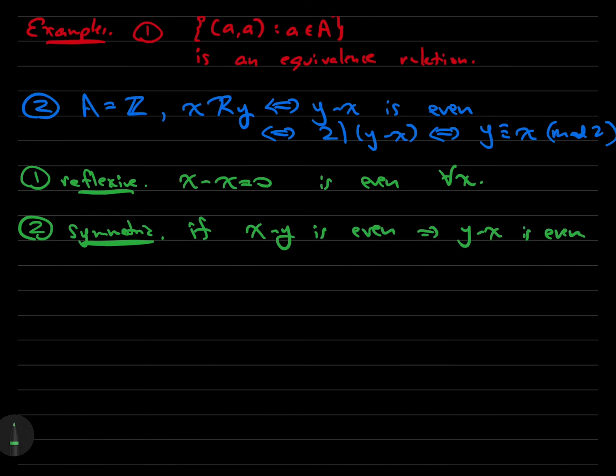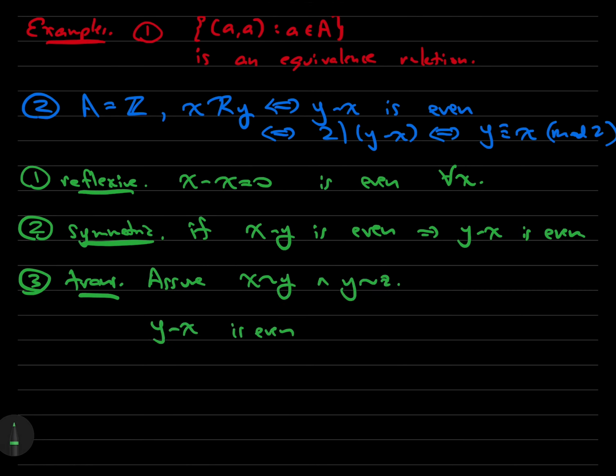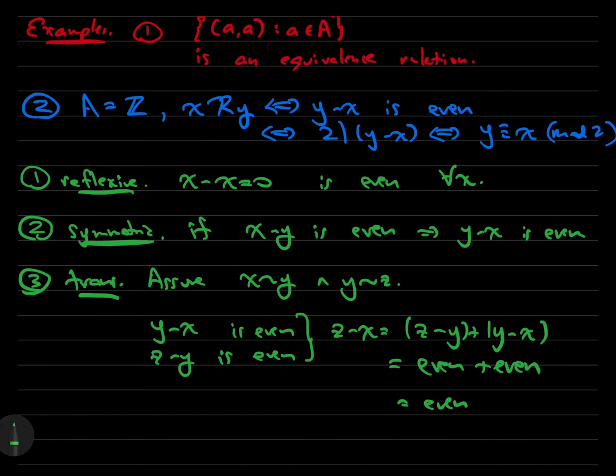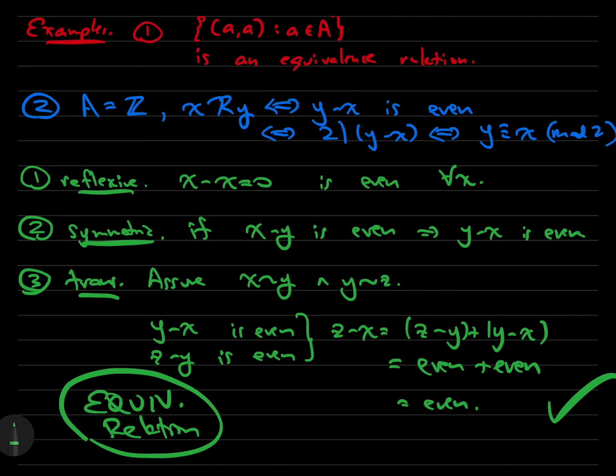Let's assume that the pair (x, y) is in the relation and the pair (y, z) is in the relation. That means, by definition, that y minus x is even and z minus y is even. But notice that if we add y minus x to z minus y, the y's cancel and we get z minus x. And even plus even is even. Therefore, if (x, y) is in the relation and (y, z) is in the relation, then (x, z) is in the relation. And we've gotten transitive. Putting all those together, this must be an equivalence relation.